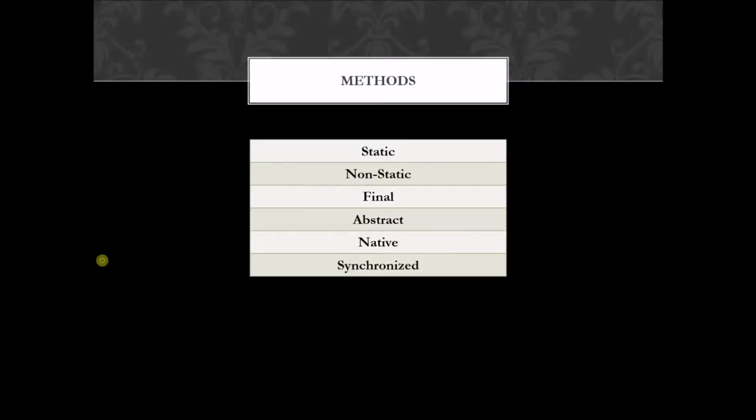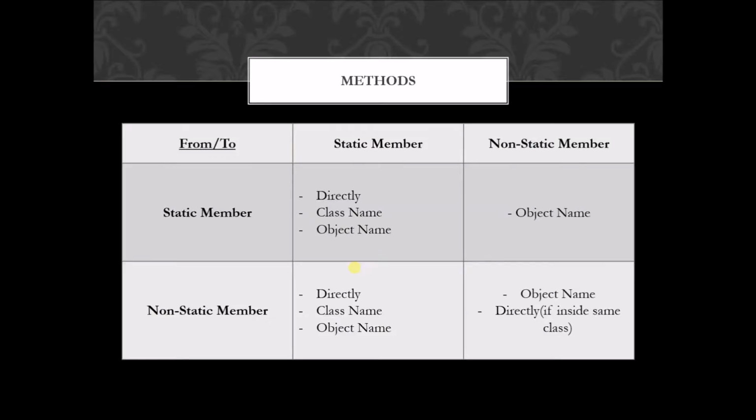Okay. Next, what are abstract methods, native methods, synchronized methods? We'll be requiring some further knowledge regarding inheritance, multi-platform development, and multi-threading. For these three methods, we'll be discussing them as we proceed to those sections. For the time being, I'll be skipping them. But remember, there are these 6 methods present in Java.